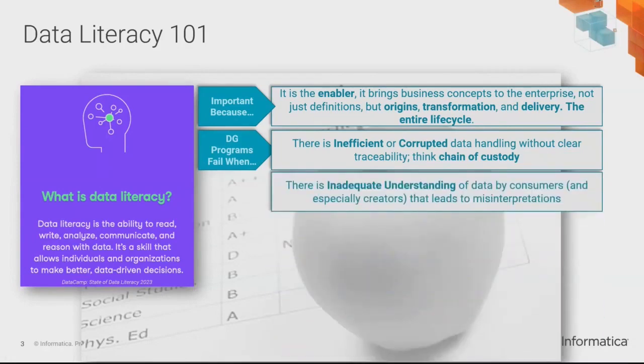There may be inadequate understanding of data. So this gets back to business terminology, but the consumers of the data might be wanting to use a particular set of data for a report. And then if you're pushing that into the wrong dashboard, you could end up with inaccurate conclusions.